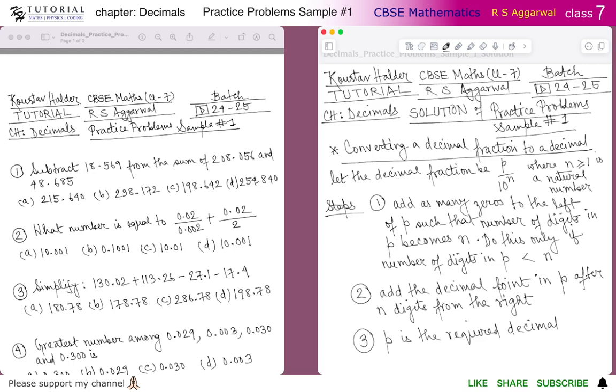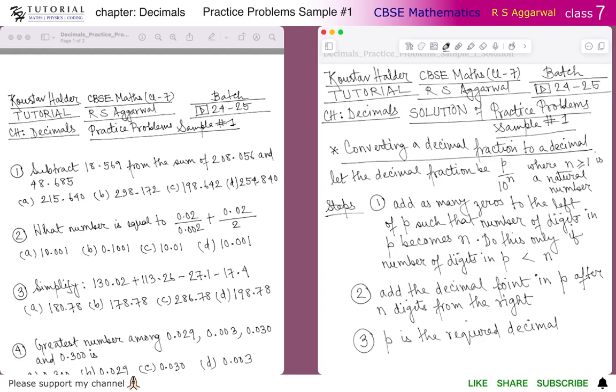Now, there are 3 steps involved. So, if the decimal fraction is p by 10 to the power n, where p is the numerator, and of course the denominator will be of the form 10 to the power n, where n is greater than or equal to 1, that is a natural number. Now, first we add as many zeros to the left of p such that the number of digits in p becomes n. So, if the number of digits in the given p is less than n, we add as many zeros to the left of p so that the total number of digits in p becomes equal to n.